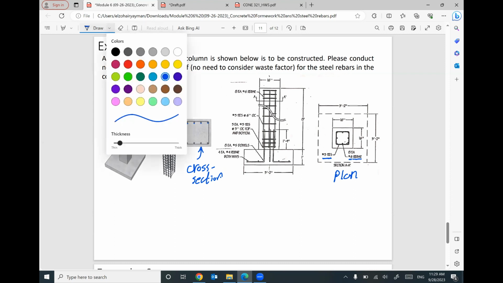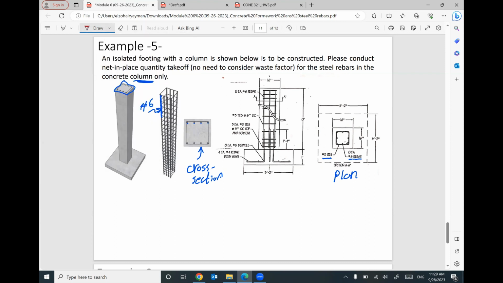But also we have ties. Can you see this rectangle or this square of the rebar? Can you see them? They are repeated. These are called tie or ties. They are number 3. And they are this square.